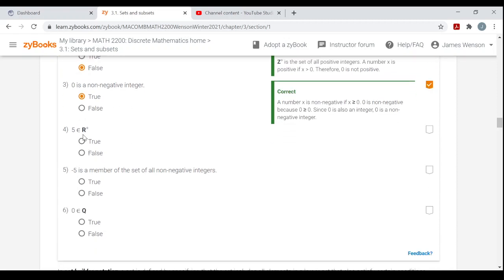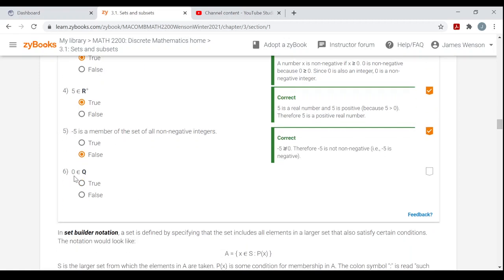5 belongs to R plus. 5 is an element of the positive real numbers. Yeah, 5 is a positive real number, that's true. -5 is a member of the set of all non-negative integers. The non-negative integers would be 0, 1, 2, 3, 4, 5, 6, 7, 8. -5 is not one of those, so that's false. 0 belongs to the rational numbers. Is 0 a rational number? Yeah, you can write it as 0 divided by 1, the ratio of two integers where the denominator is not 0. So yes, 0 is rational.